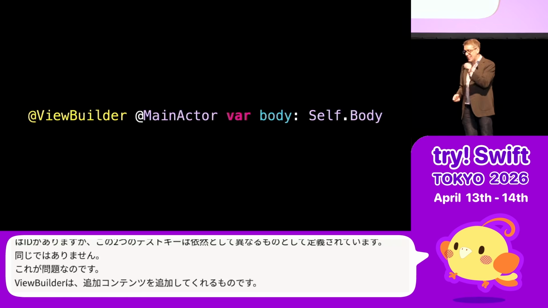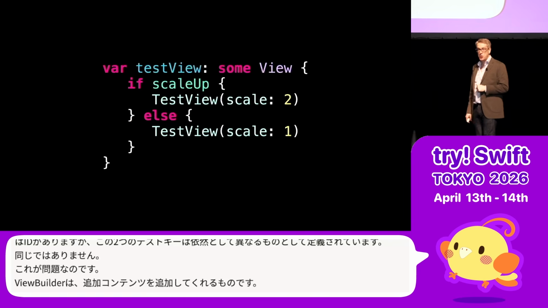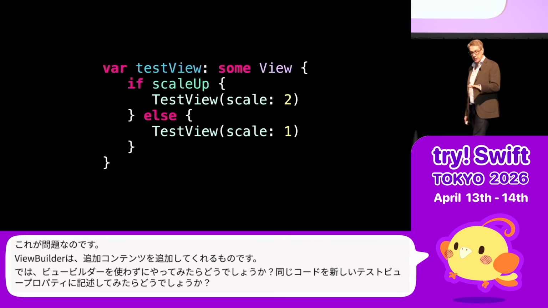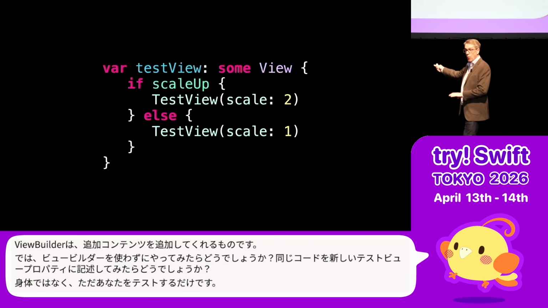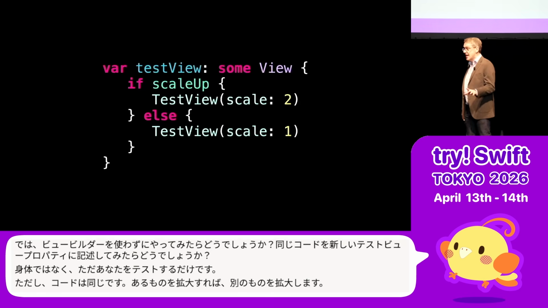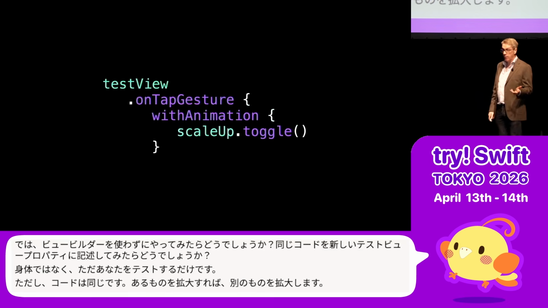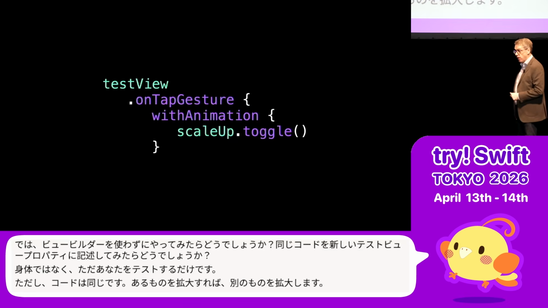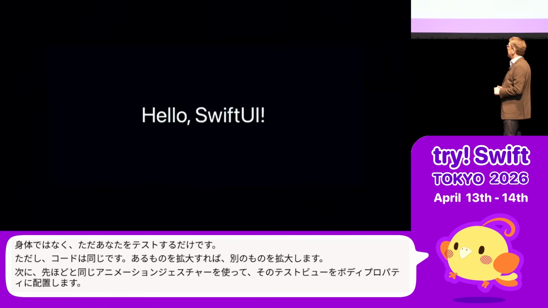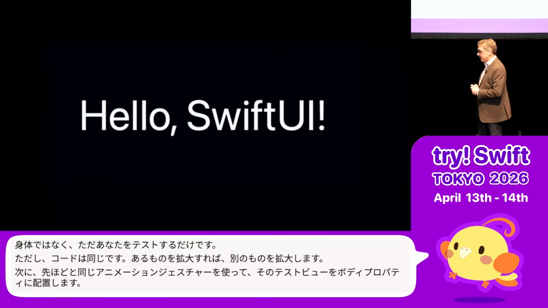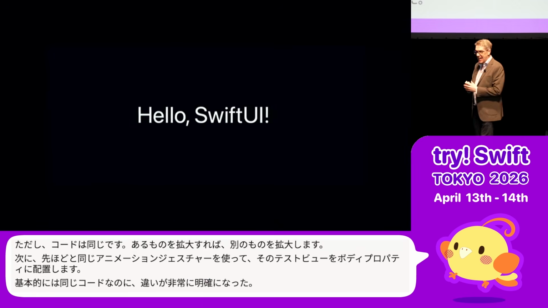So what if we did without the view builder? What if we take that same code and put it into a new test view property? Not body, just test view. The same code, though. If scale up one thing, otherwise another thing. Then we place that test view into our body property with the same animating gesture we had before. The same code, basically, and now the difference is very, very clear. You get a smooth scaling animation.